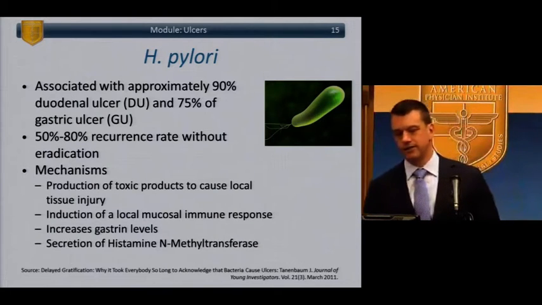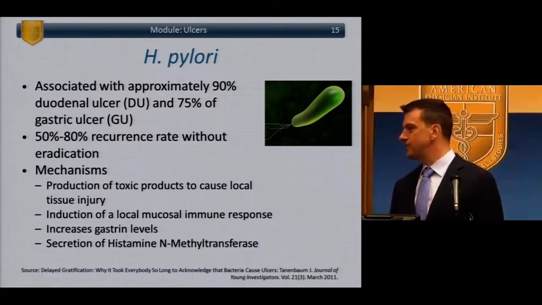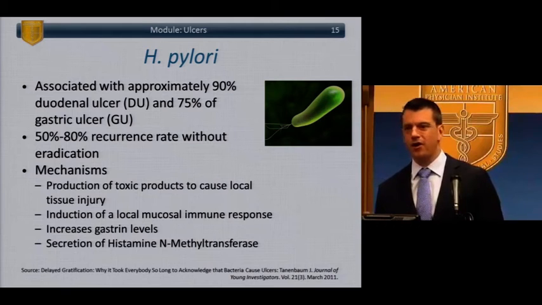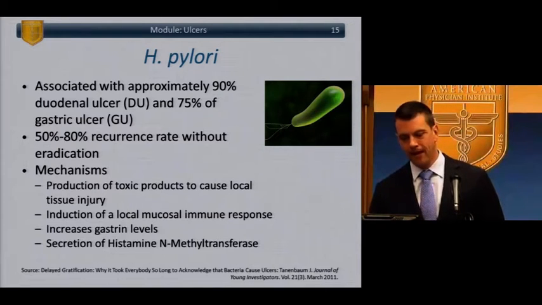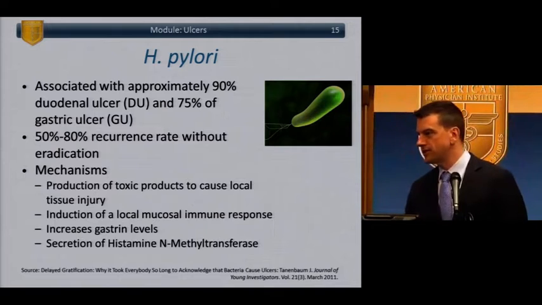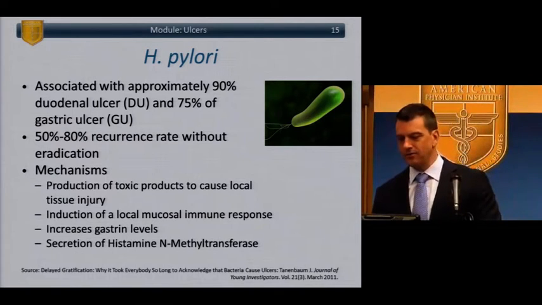So H. pylori is associated with 90% of duodenal ulcers and 75% of gastric ulcers. You can get a 50 to 80% recurrence rate if you don't take care of this. And this is why this was such a great discovery, is that nearly all of these ulcerative diseases used to recur. And now we can eliminate a large source of that. The bug itself produces a toxin which causes local tissue injury. In addition, a local mucosal immune response is activated, which causes more and more inflammation to arise.